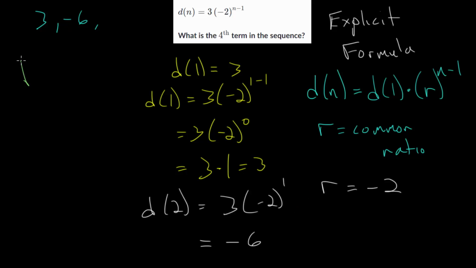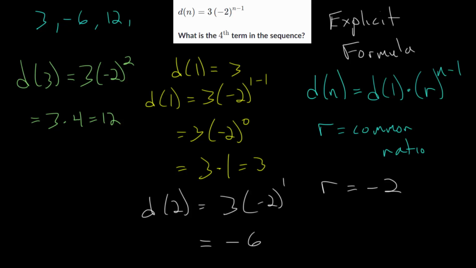So let's do a couple more. We want to find d of 3. That will be 3 times -2 to the 3 minus 1, or just 2. And we're squaring a negative. -2 times -2, the negatives cancel and we get 4. And 3 times 4 is 12. So our third term in the sequence is positive 12.